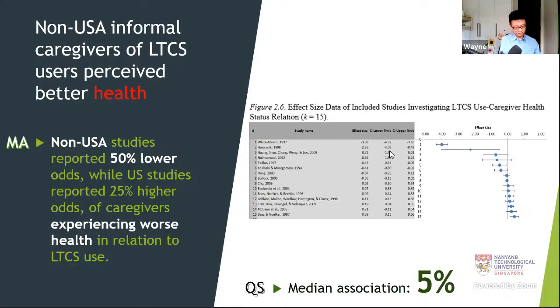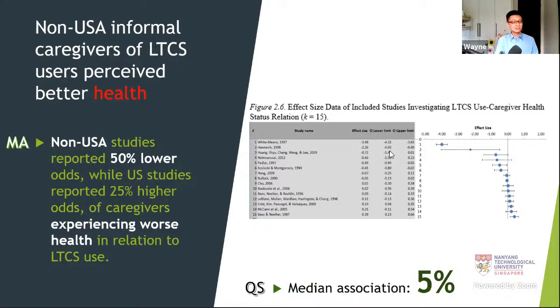When we took out these studies' effect sizes, whether T-test, F-test, whatever, put all of them together and calculated a combined statistic, we found that the studies from these places tell us that the relationship between caregiver health and use of long-term care by the patient is that caregiver health seems to be better, not so much worse. Whereas American studies reported about 25% higher likelihood of caregivers experiencing worse self-perceived health related to the use of long-term care by their loved ones or care recipients.